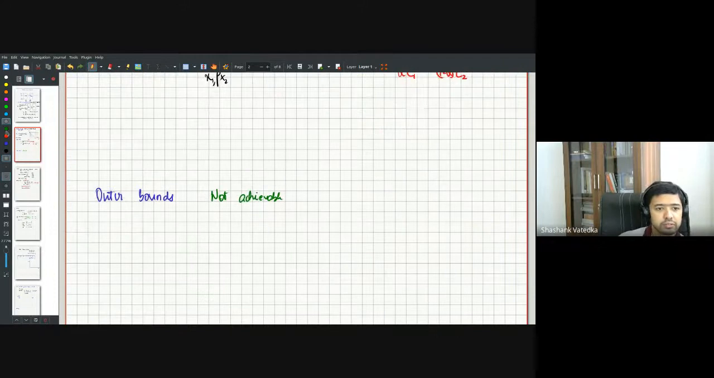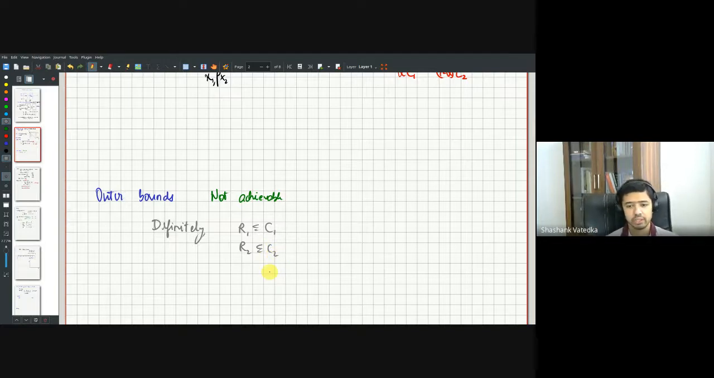Okay. So definitely, for a rate pair to be achievable, we must have R1 less than or equal to C1, and R2 should be less than or equal to C2. Okay, so let us see if we can get some other kind of an upper bound.